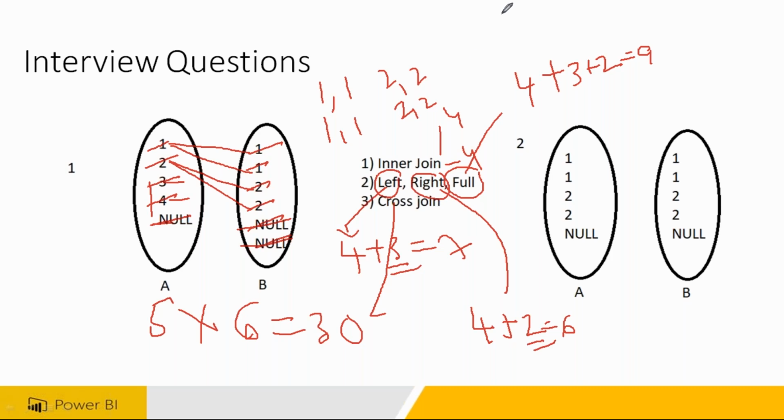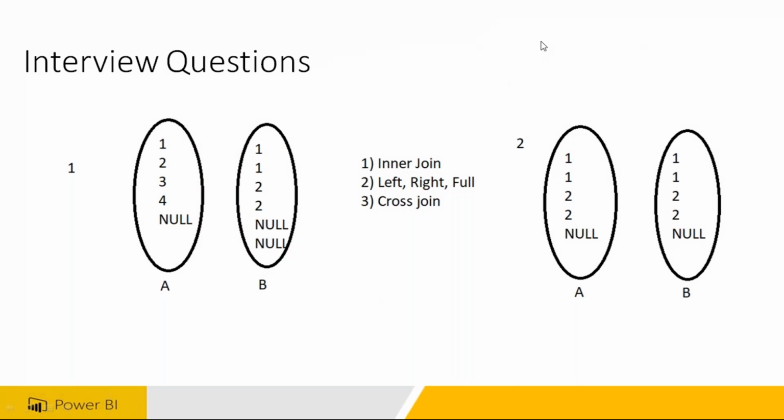Am I clear, guys? Any questions? Okay. Let me check the second one. The second one is 1 comma 1 and 1 comma 1. So you will have 1 comma 1, again 1 comma 1, again 1 comma 1, again 1 comma 1. So you have two records on each side. You can simply say 2 into 2, 4 combinations. Again you have 2, 2 into 2, you have 4 combinations.